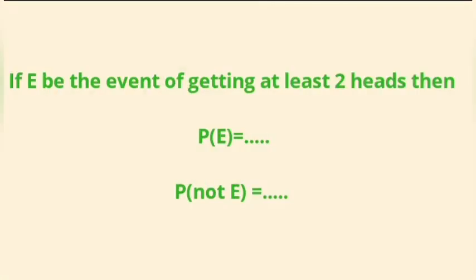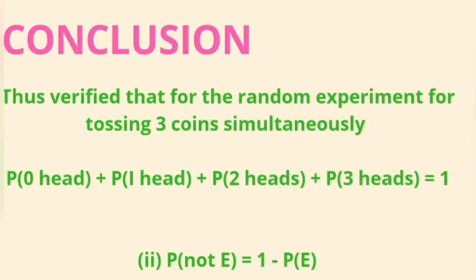Then moving ahead, you will find the probability of getting an event which is like getting at least 2 heads. So you will find the probability of getting at least 2 heads from the table, and then you will calculate the probability of not getting at least 2 heads from the table. And you will be concluding also that probability of not getting at least 2 heads is same as 1 minus the probability of getting at least 2 heads.